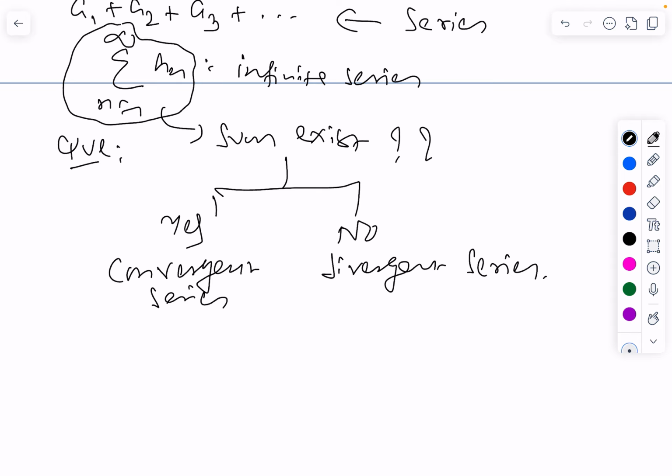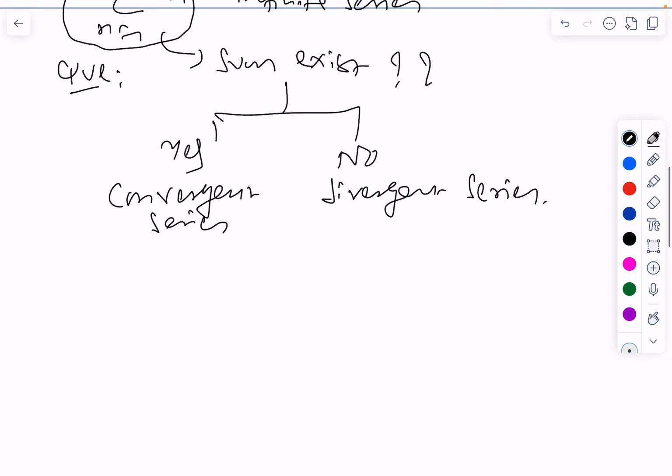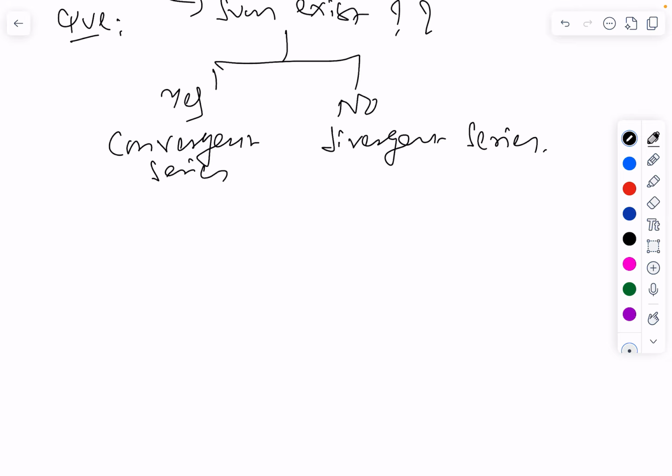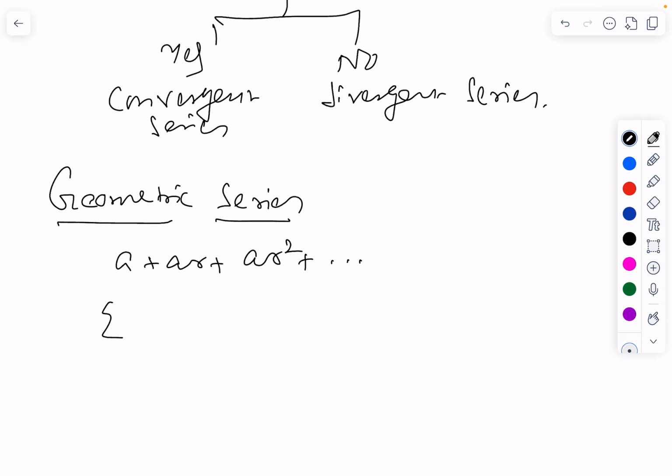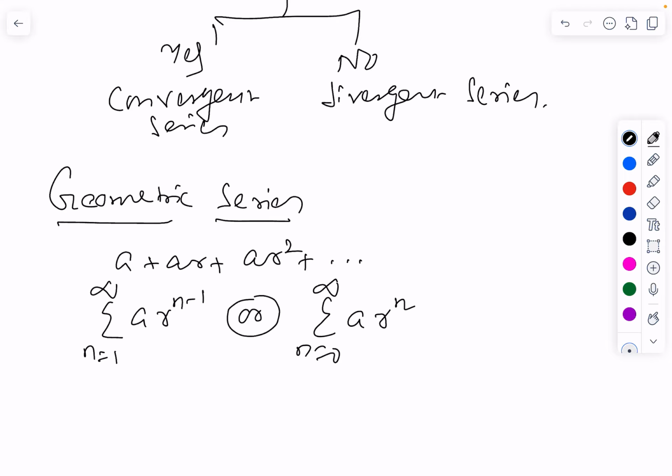Now we have certain kinds of series. One of them is the geometric series. Why are we taking this first? Because you have already studied the geometric series in your 11th, 12th standard, up to finitely many terms. So how does the geometric series look? It looks like this: A plus AR plus AR square and so on. We can write it as the series n equal to 1 to infinity of A r power n minus 1, or you can also write the same thing as the series n equal to 0 to infinity of A r power n. Either you write this way or this way.